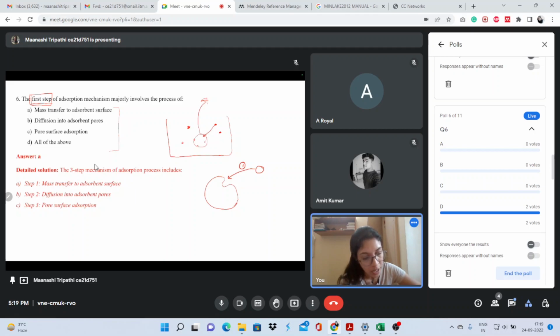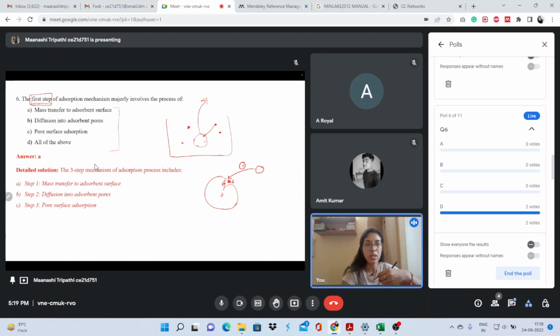The second step is, now the particle is here. There will be a film of liquid, so it will try to break through the film. So this will be the second step. The third step will be the movement of this particle inside the pores. This will be the third step.